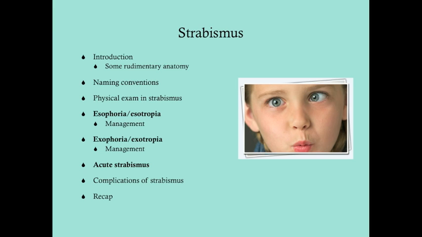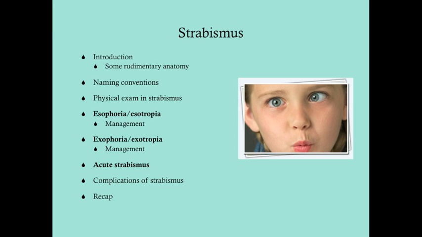So we'll do an introduction with some introductory factors, some rudimentary anatomy that's going to be concerned when we talk about the eyes and their movement, extraocular muscles, some of the naming conventions. So when you see that the patient has a non-paretic esophoria, you know what that means, as opposed to a paretic comitant exotropia. Then we'll talk about the esophorias and esotropias, the exophorias and exotropias, acute strabismus, some of the complications, long-term complications of strabismus, especially if it's untreated, and then we'll recap everything and talk about the most essential points.